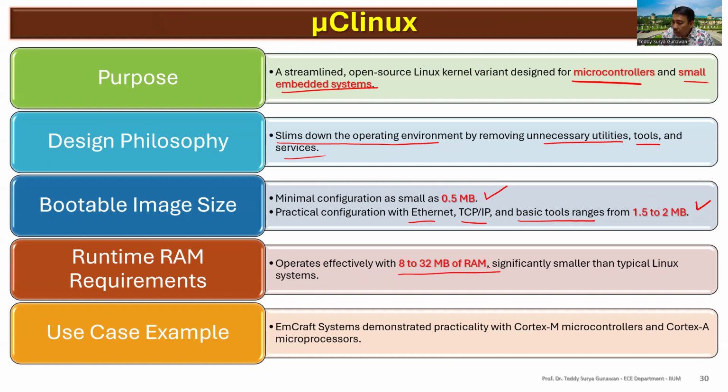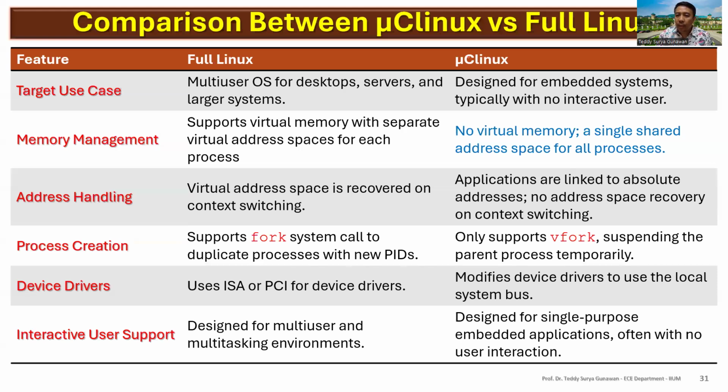Remember that our general purpose computers now have 8 gigabytes, 32 gigabytes, 64 gigabytes. Imagine this one can run on 8 to 32 megabytes of RAM only. For example, here is the M-Crack system using the Cortex-M ARM microcontroller, which uses the uClinux. This is the comparison between uClinux and full Linux.